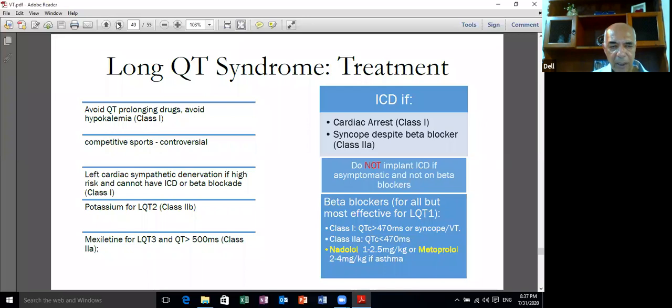Potassium infusion is variable in long QT2, which is due to loss of function of IKr, and mexiletine, as I said, is important in long QT3.